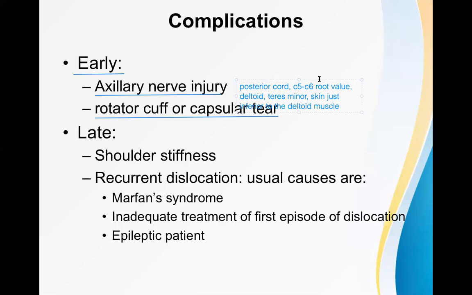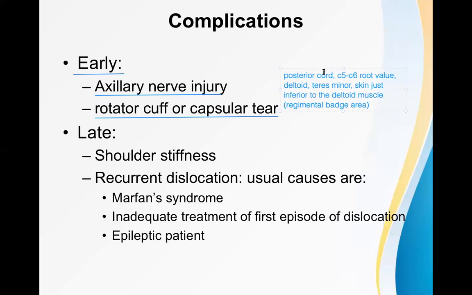Let me shift this so that you can clearly see it. So, the skin just inferior to the deltoid muscle. That area is also known as the regimental badge area. Now, why is that name given? There is a meaning. Remember the army personnel, those sergeants. Their badge is exactly present in that area. So this area is also innervated by axillary nerve, and this is the sensory function, not the motor one.